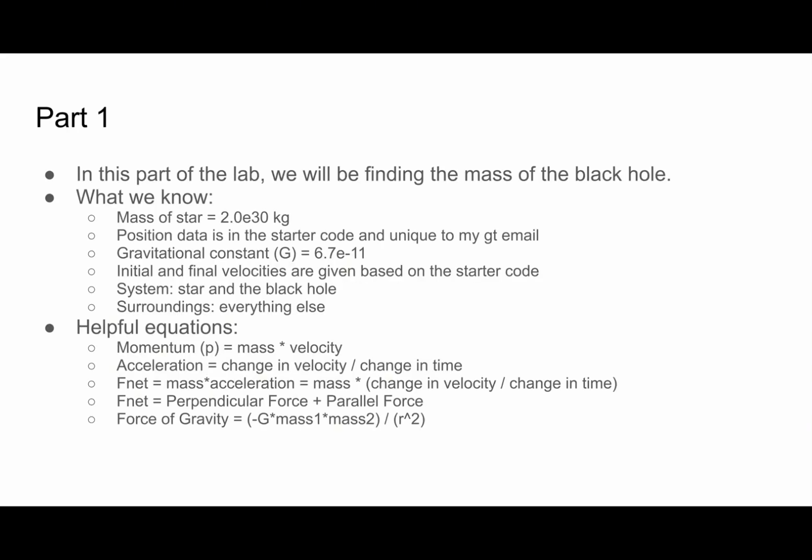In part 1, we are given a system where a star of the given mass is orbiting a black hole with an unknown mass. The starter code gives us positions and velocities based on our GTE modes. To solve for the mass of the black hole, we'll be using positions and velocities as well as the formulas above to find the net force of gravity and to solve for the mass.